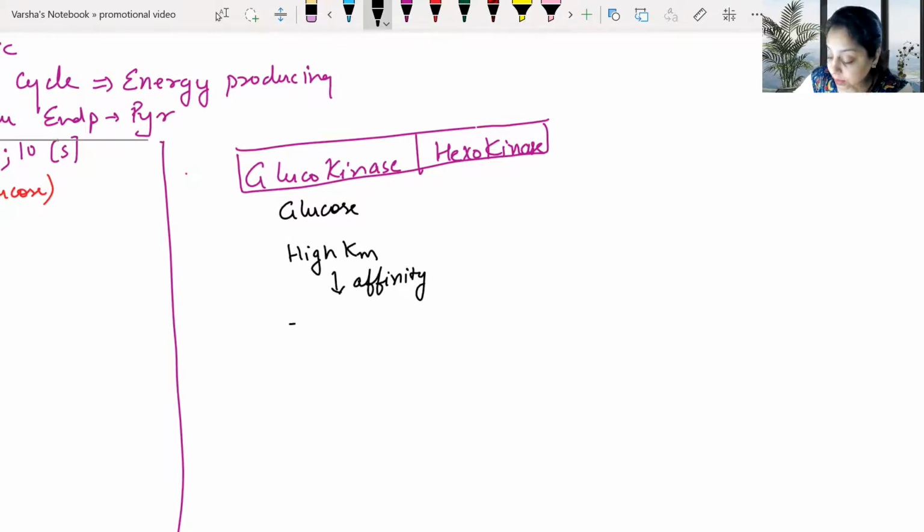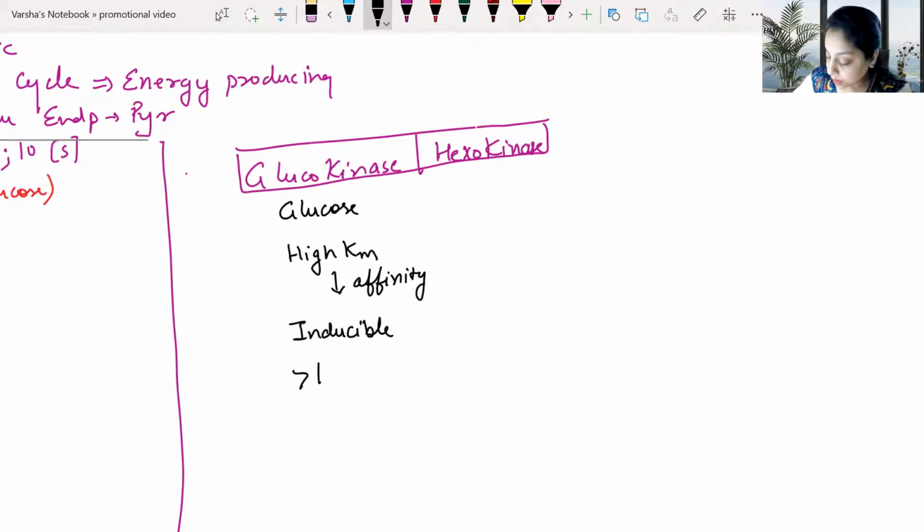And then this is an inducible enzyme. Inducible means somebody can induce it. Who does it? Insulin does it. When we have lots of glucose, insulin is released from the pancreatic cells, and then it induces glucokinase to start working. Otherwise it keeps sleeping. Insulin tells it, wake up glucokinase, start working.